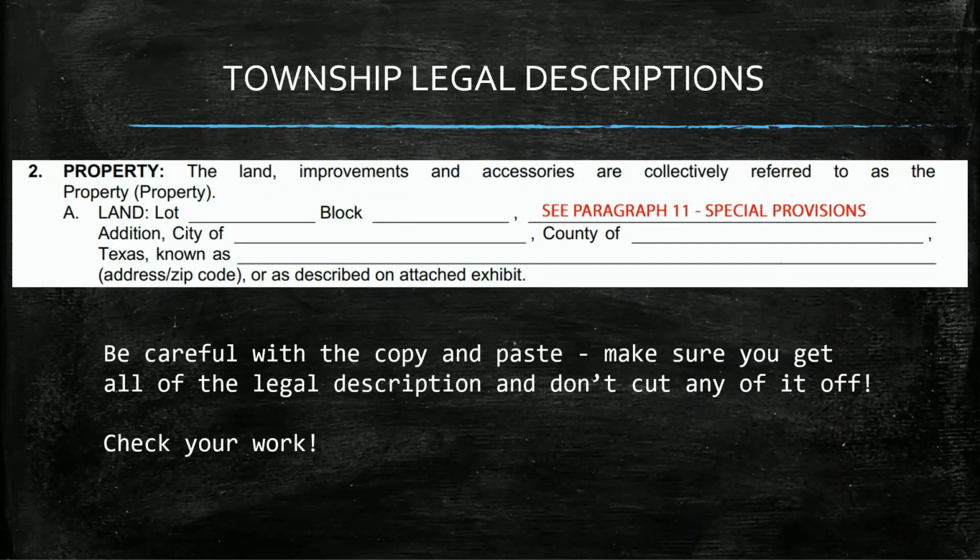So if we have one that is going to fit in special provisions, say we've got a township description and they're talking about the southeast quarter of the eastern half of the southern half of the, whatever. You can copy and paste all of that into special provisions. And then in paragraph 2A, just write this, see paragraph 11, special provisions. That's all you have to write.